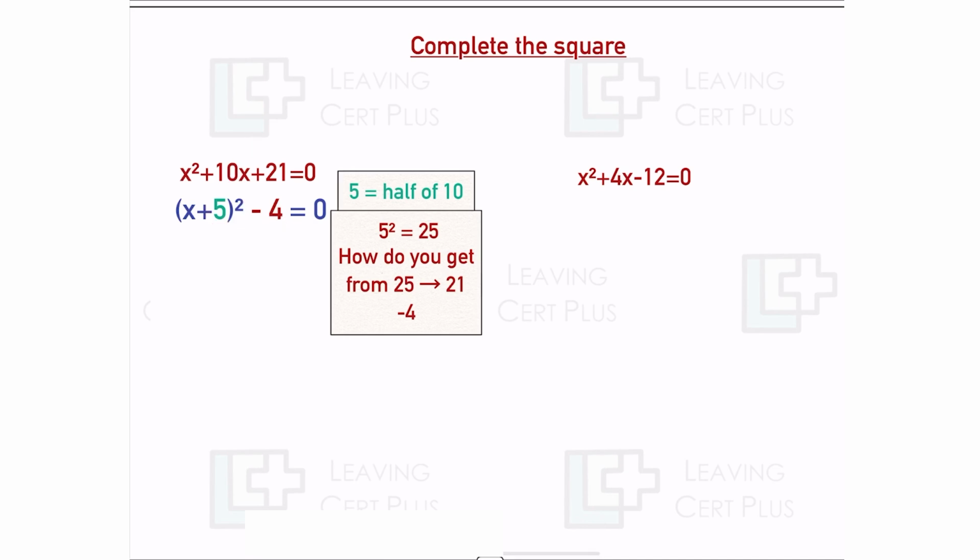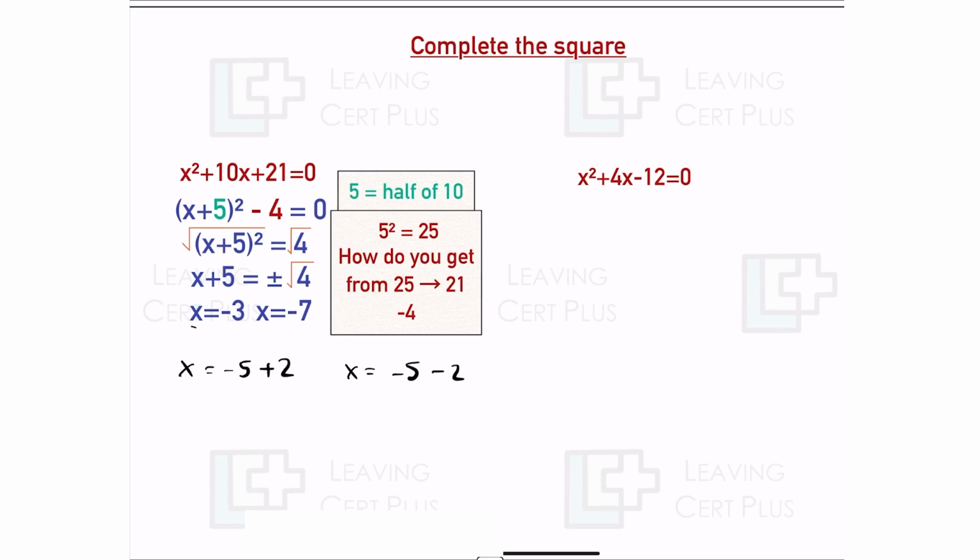So what you need to do here is move over your 4 and take the square root of both sides, and that would get rid of this square. And then you're going to have x plus 5 on one side, and it's plus or minus the square root of 4. So that's plus or minus 2. So then if you move over your 5, you're going to have x is equal to minus 5 plus 2, and x is equal to minus 5 minus 2. So hence you get minus 3 and minus 7. And there are your two roots. They're where your function crosses the x-axis.